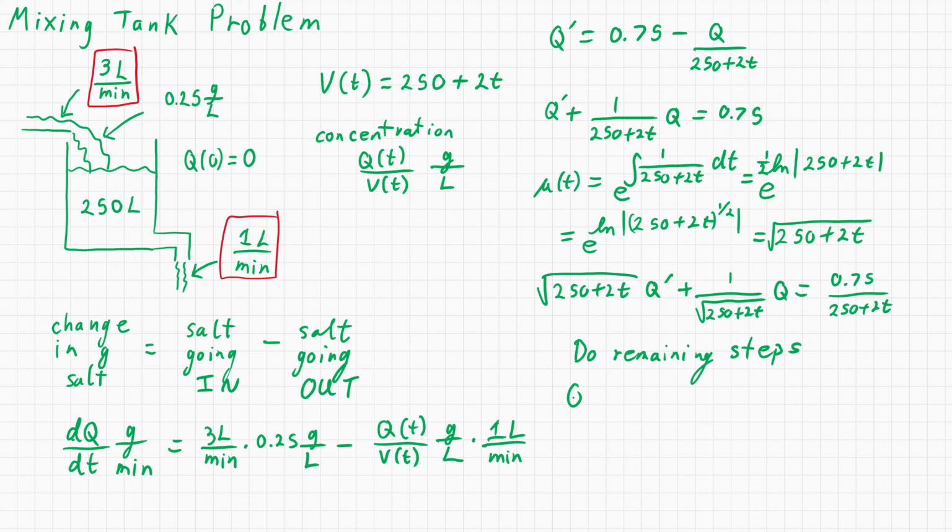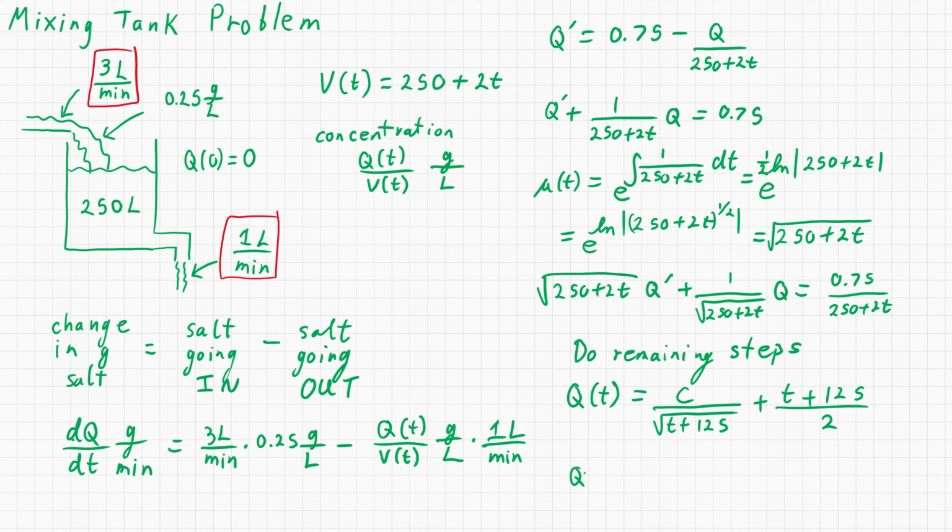You'll end up with Q of t, the function, is going to equal a constant over the square root of t plus 125, plus t plus 125 over 2. Then if you solve for the constant of integration given our initial condition that Q at time 0 equals 0, you have to plug in t equals 0. It looks like you get some square roots. I think you get a 125 to the 3/2.